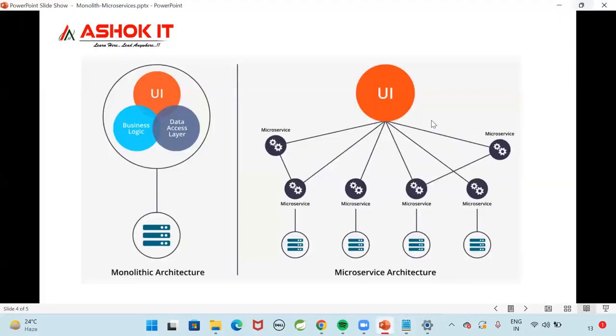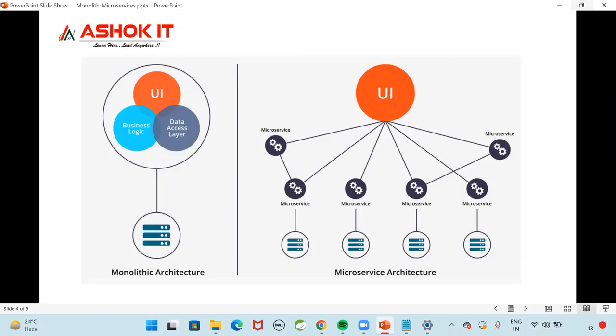Now, in your team, in your project, there are 50 services available. You may work with only 20 services, or you may work with only 10 services. So other teams will work on the remaining services. You may not get the full clarity on the entire application functionality because services will be available in different places.